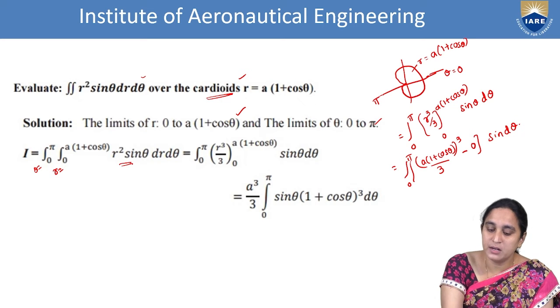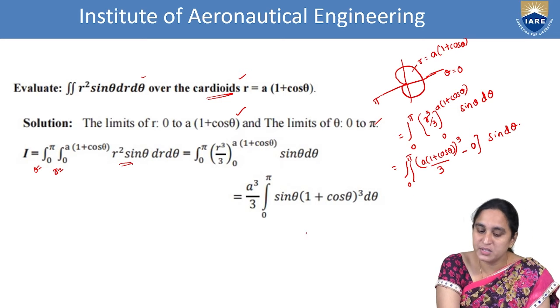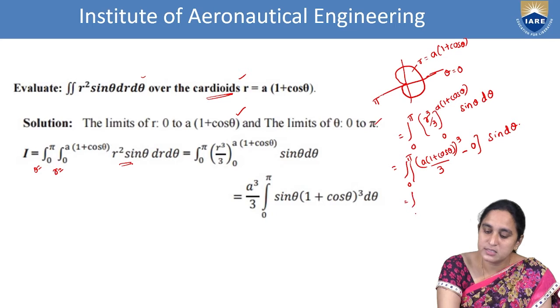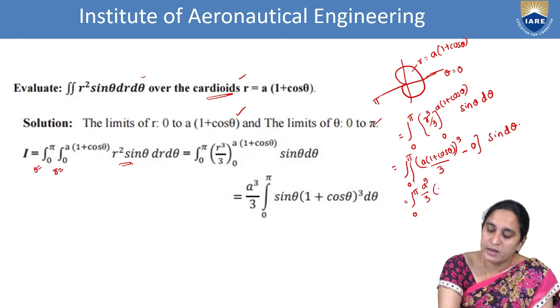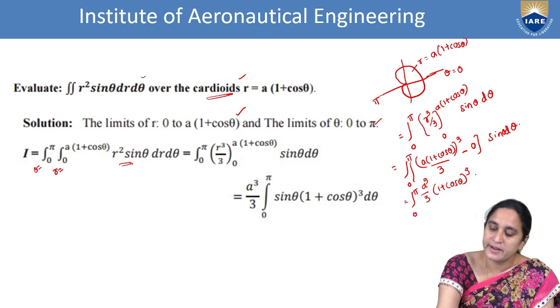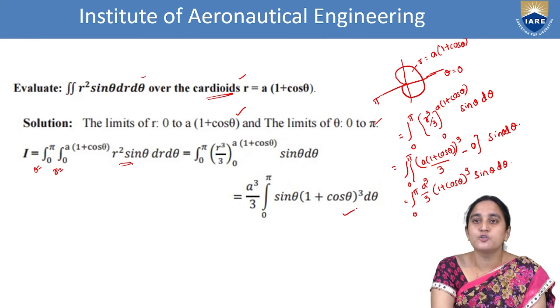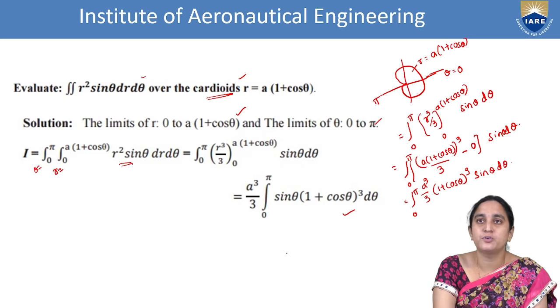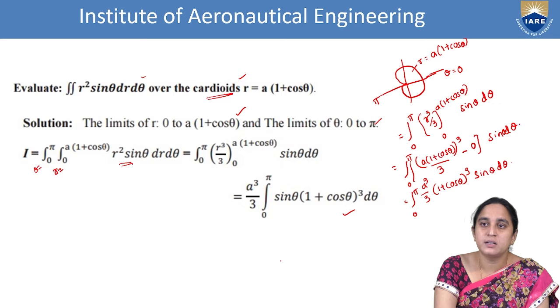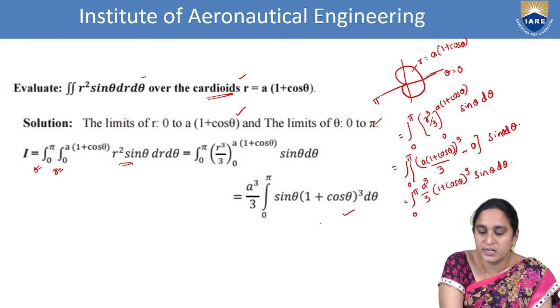From that, I'll write simply, this is integral 0 to pi of a cube by 3 into 1 plus cos theta whole cube into sin theta d theta. That is, a cube by 3 into the integral from 0 to pi of sin theta into 1 plus cos theta whole cube d theta. Okay, from that, now integrate.